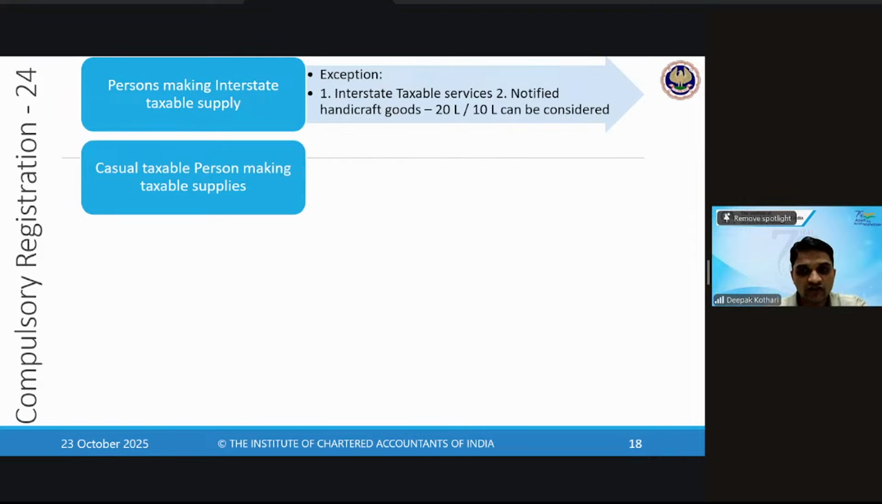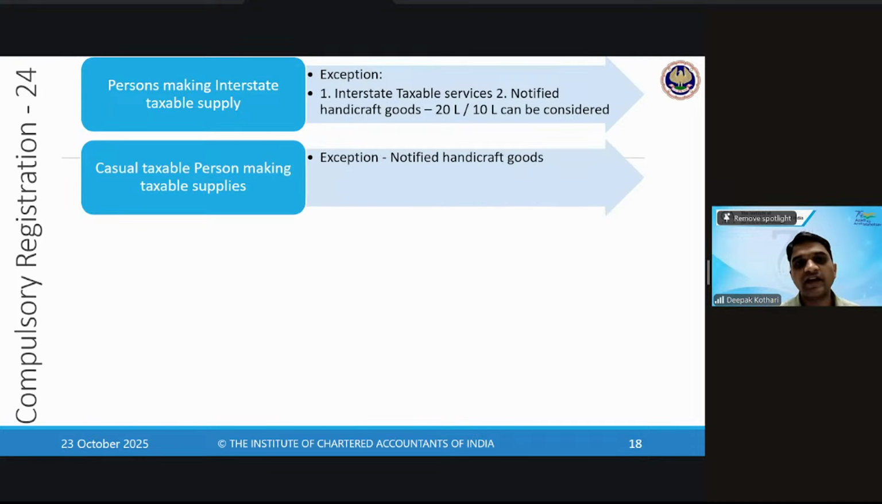If this casual taxable person goes there, then also there is no limit. Say he may go there and do sales of only 10 lakh rupees. Can he get an exception? No, he will not get any exception. He will have to compulsorily take registration before he starts the business there itself. So a casual taxable person going from one state to another, taking a temporary registration, has to take registration there.